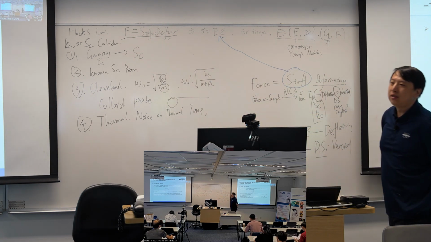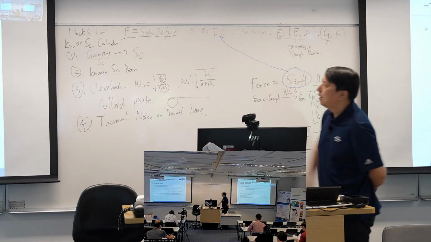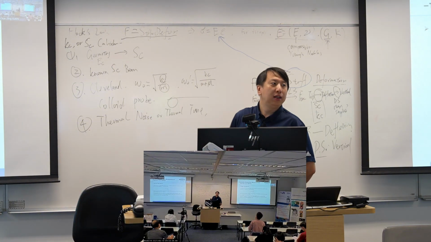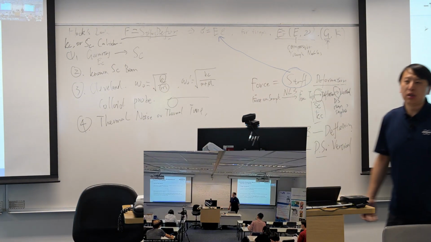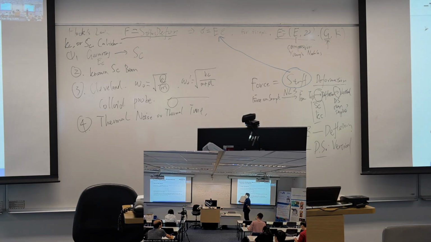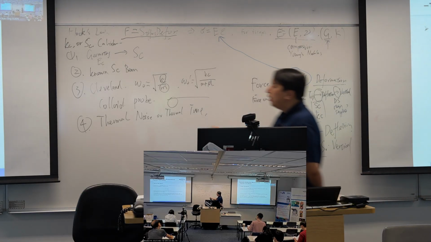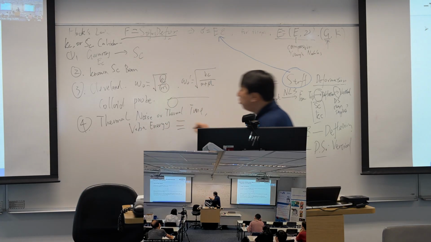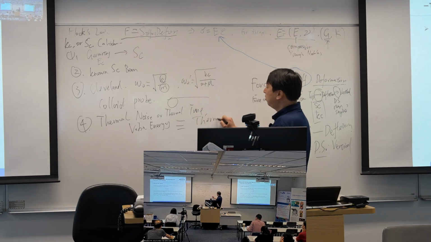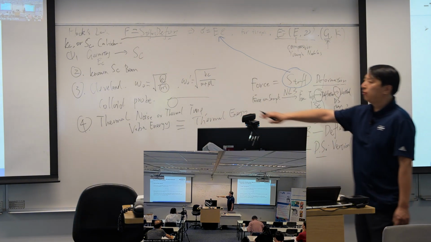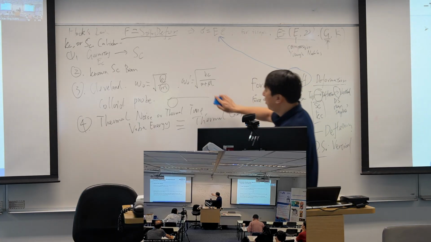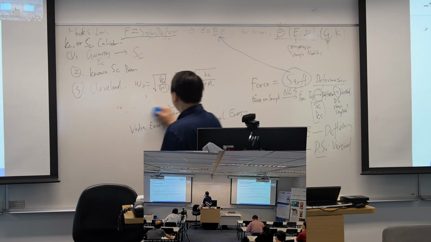The theory of this one is, when we put the cantilever in the atmosphere, the cantilever will start to vibrate due to the Brownian motion of the air. So the vibration energy will equal the thermal energy of the environment. And for the vibration energy, I just need to write it up.